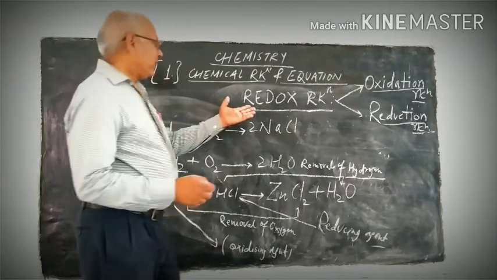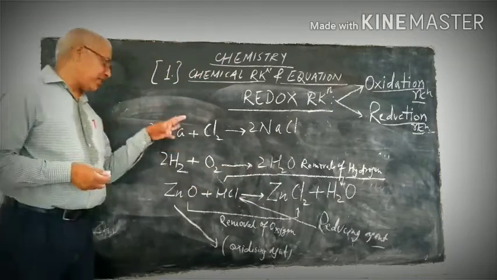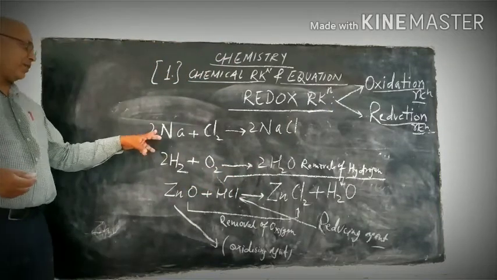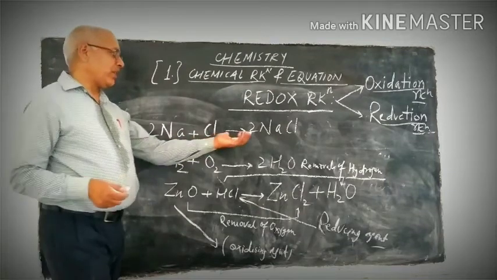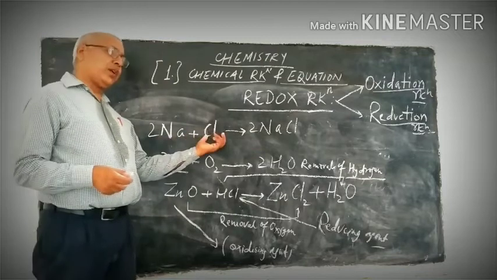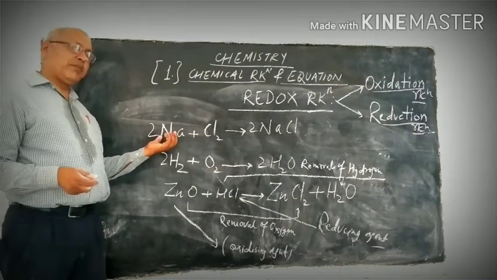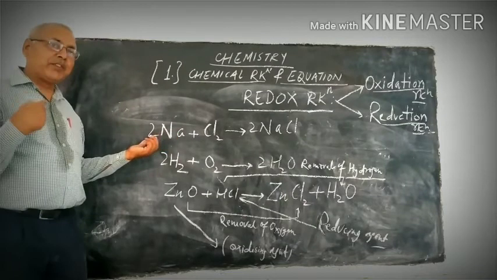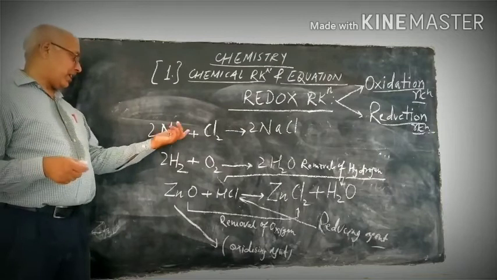Again, for understanding oxidation and reduction reactions, there are various examples. The first one is when sodium reacts with chlorine, it forms sodium chloride. In this reaction, Cl2 is an electronegative element combined with sodium. Here I am trying to explain oxidation in terms of electronic theory.